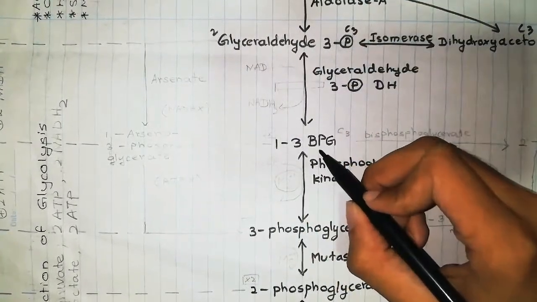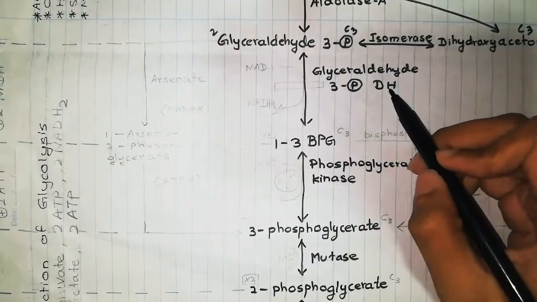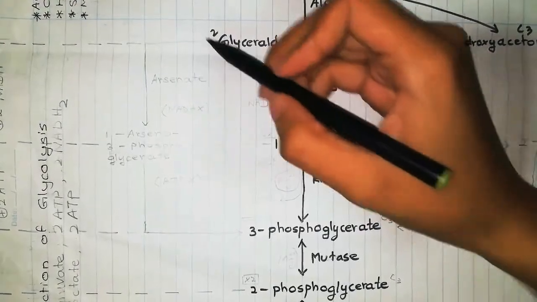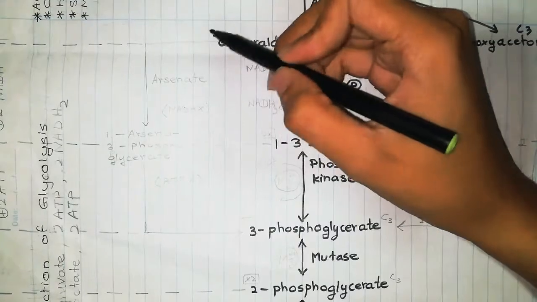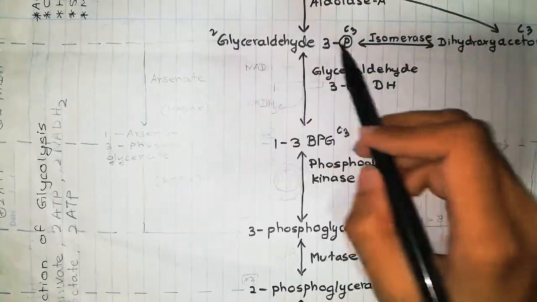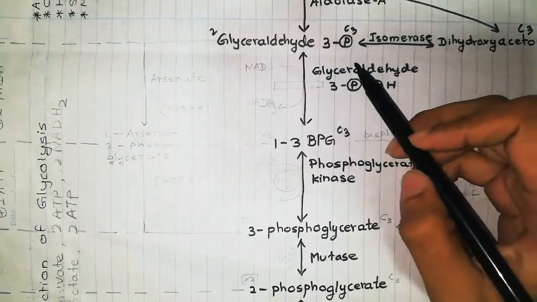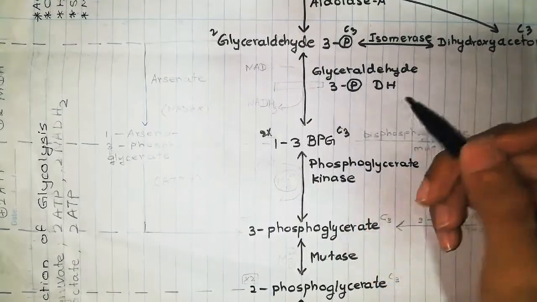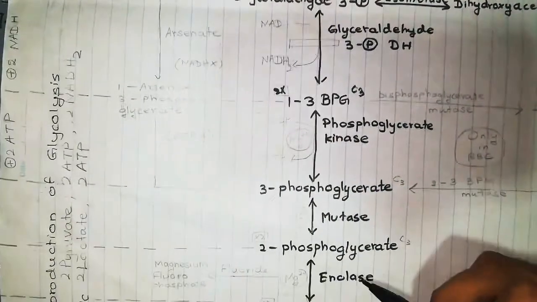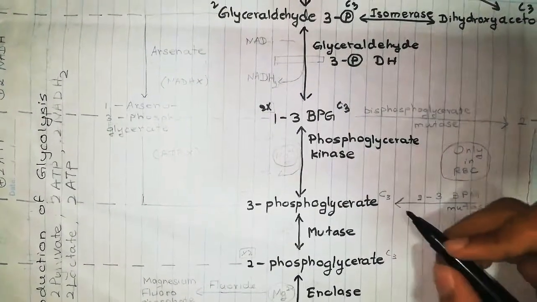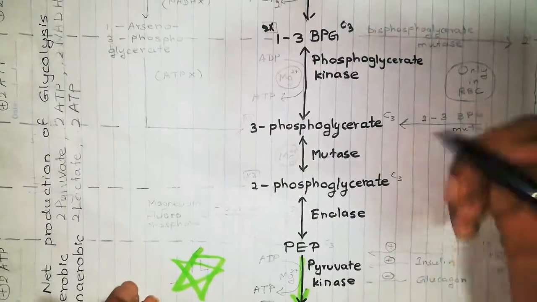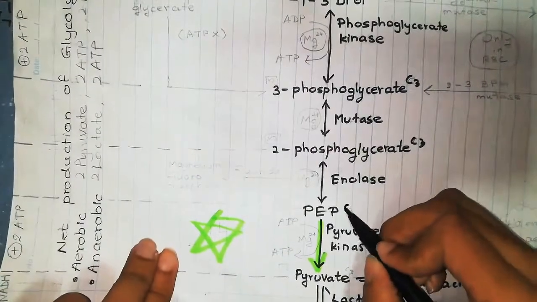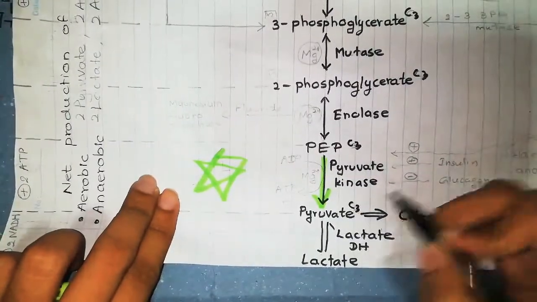becomes 1,3-bisphosphoglycerate by the action of a dehydrogenase, so it does not change the number of carbon atoms. But you have to remember here there were 2 molecules of glyceraldehyde 3-phosphate, and here also should be 2 1,3-bisphosphoglycerates. And I told that kinases, mutases, and enolases do not change the number of carbon atoms, so we can put C3.